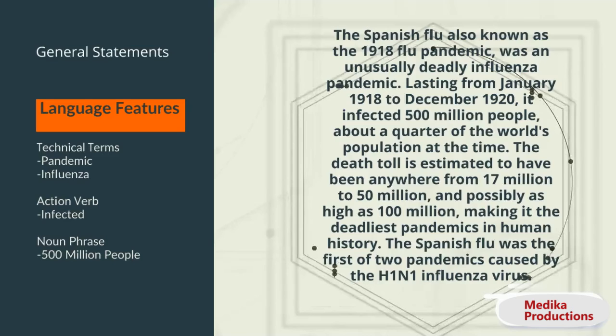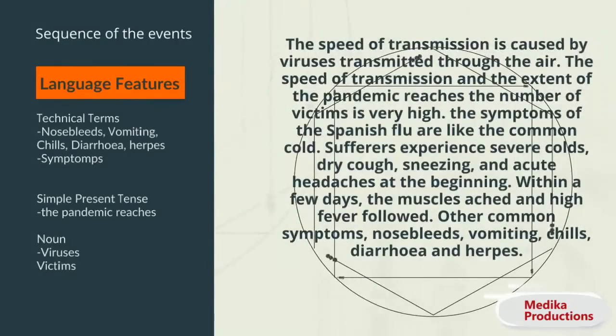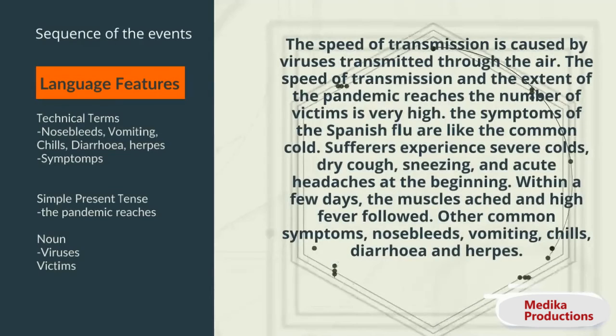That's the general statements. We continue to the sequence of events. By definition, the sequence of events explains how a process happens, and this part of the text explains how the 1918 Spanish flu spread to the world. The language features in this part are first technical terms, second simple present tense, and third nouns. The technical terms are, for example, nosebleeds, vomiting, chills, diarrhea, herpes, and symptoms. The simple present tense example is the pandemic reaches, which shows the formula of simple present tense, and the nouns are viruses and victims.